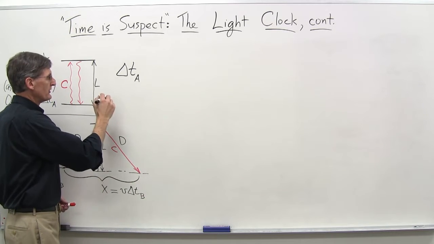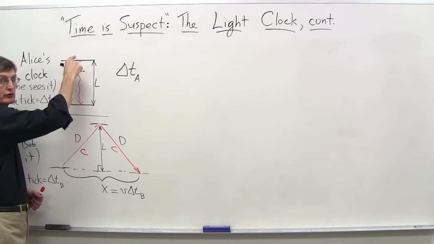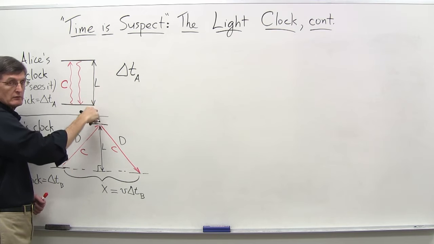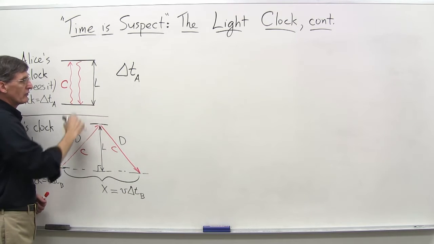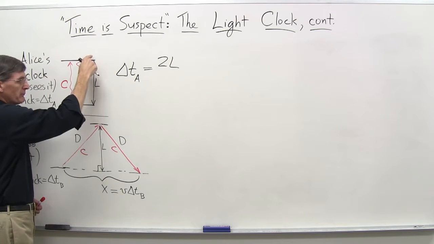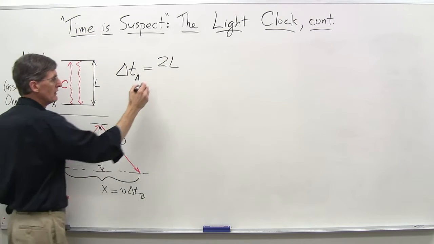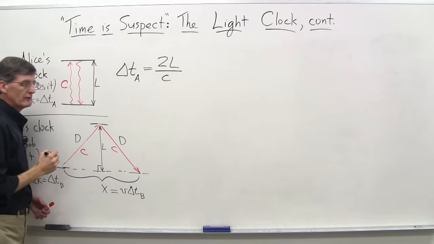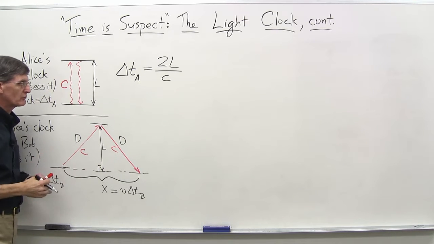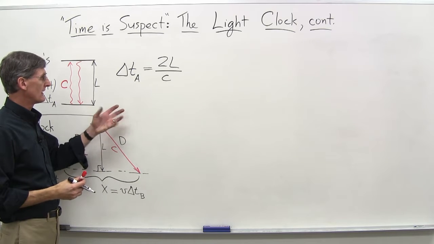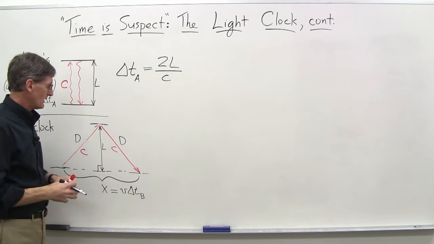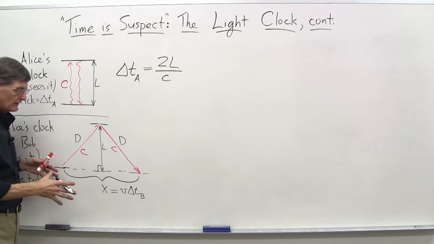So delta T sub A then is going to be the round-trip distance, and we're going to call this distance L from the bottom mirror to the top mirror. So it's just going to be 2 times L, L up and L back down again. L plus L is 2L, divided by the speed of light, c. That's how fast it's traveling up and then back down again. Okay, so that's an equation we're actually going to use a little later on here, but we have delta T sub A is 2L over c. Now let's look at Bob's perspective again.